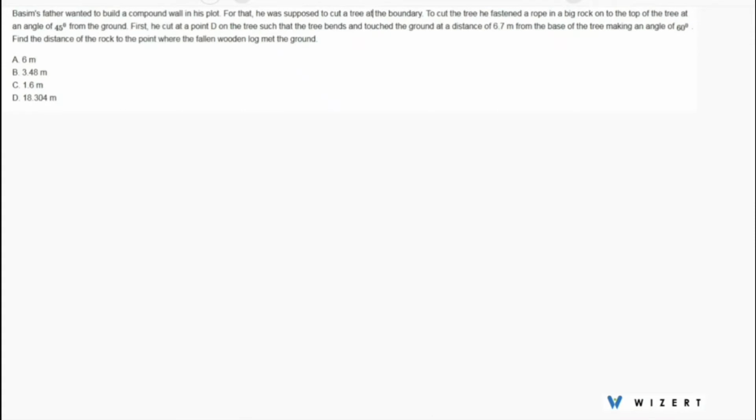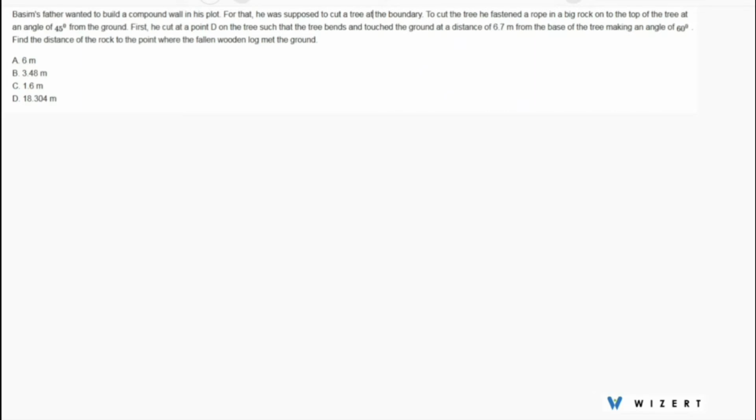We have this question here. Basim's father wanted to build a compound wall in his plot. For that, he was supposed to cut a tree at the boundary. To cut the tree, he fastened a rope in a big rock onto the top of the tree at an angle of 45 degrees from the ground. First, he cut at a point D on the tree such that the tree bent and touched the ground at a distance of 6.7 meter from the base of the tree, making an angle of 60 degrees. Find the distance of the rock to the point where the fallen wooden log met the ground.